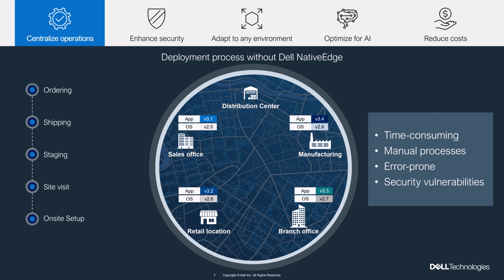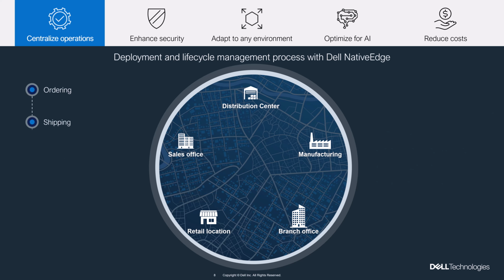We're only showing a handful of locations here on this slide, but you can imagine for organizations with dozens or hundreds of locations, this can be a very time-consuming ordeal. The process can result in mismatched software and firmware versioning, inconsistent deployment and configuration processes, and the expansive attack surface can result in additional security threats.